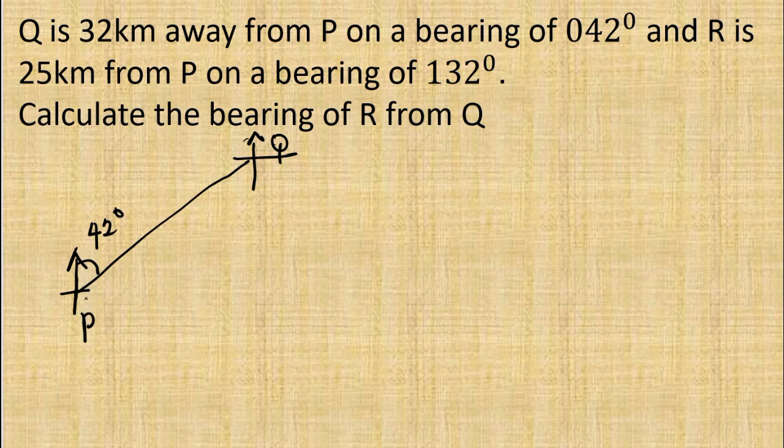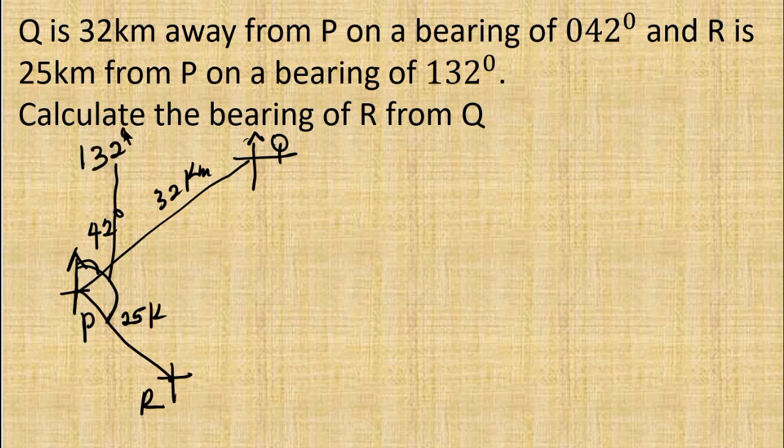And R is 25 kilometers away. This is 32. Let me label this appropriately. And R is 25 kilometers away from P. Now, this is R. That's 25 kilometers from P. This is R on a bearing of 132. 132 will be in the second quadrant. I just do it this way because I know it's in the second quadrant. That's 132 degrees. Now the question wants me to find the bearing of R from Q.